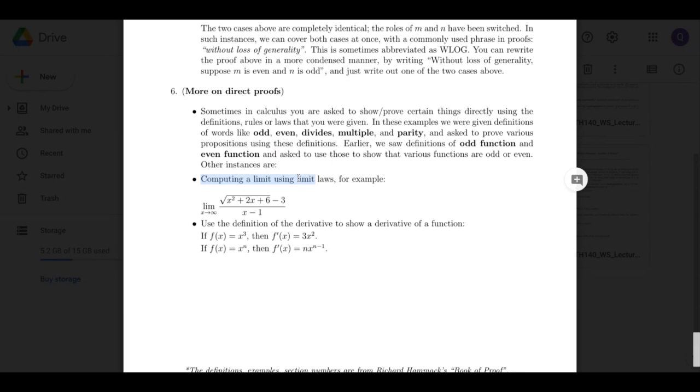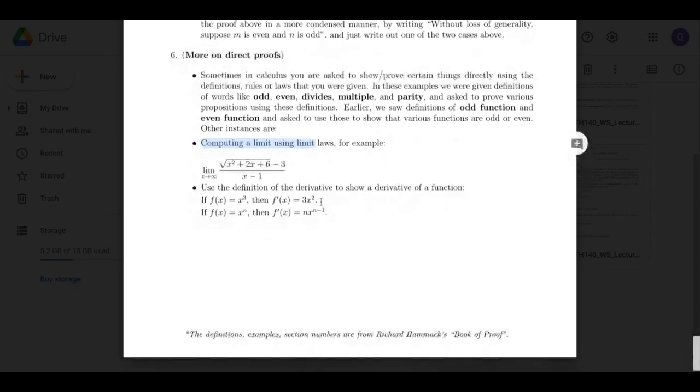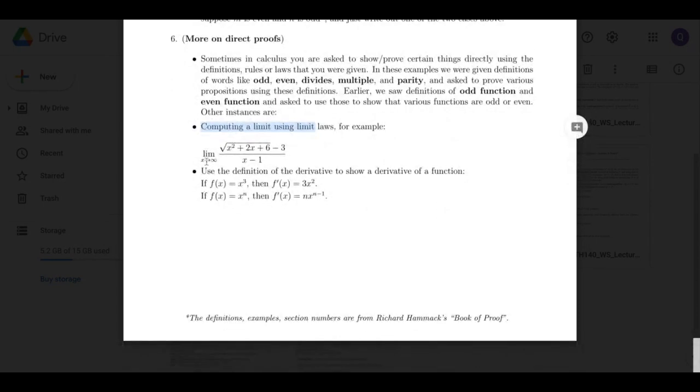Other cases like computing a limit, use a limit law. For example, we want to prove the limit as x approaches infinity of this rational function. If we remember how to do that, remember something called the ignore rule. We take the leading terms. So this shows the range of the function, right? When we take a limit, let x run to infinity, that's to find out the range for this rational function.